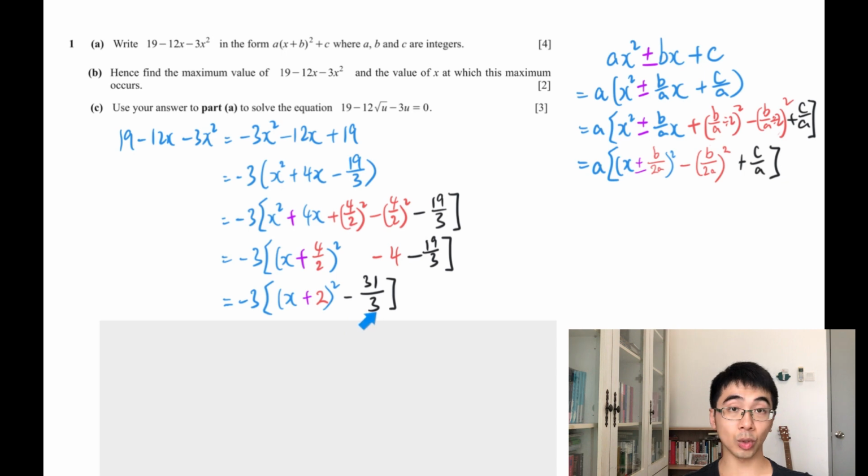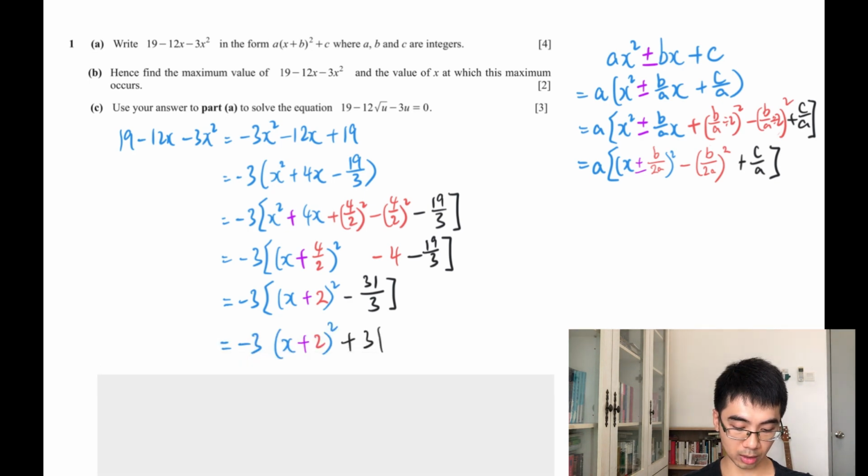And finally, because we need to transfer it into the form of this, so for the a, -3, you need to multiply back into these 2 things. So finally, you should get something like this. -3 times the bracket square, and then for -3 times this -31/3, you get +31. So compared with this, a should be -3, and then b is +2, while c is +31, and that's for part A.